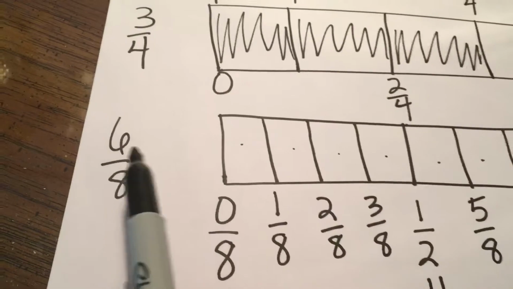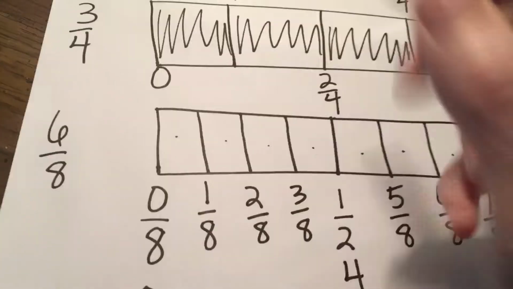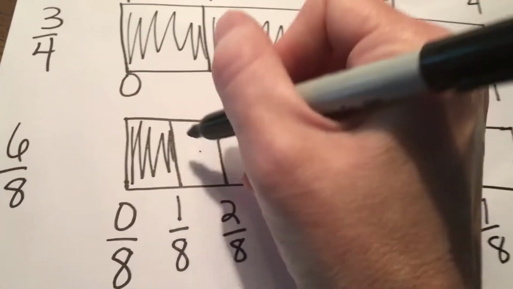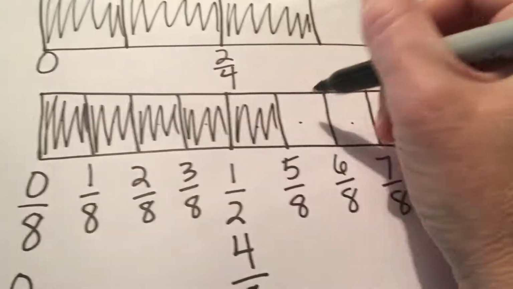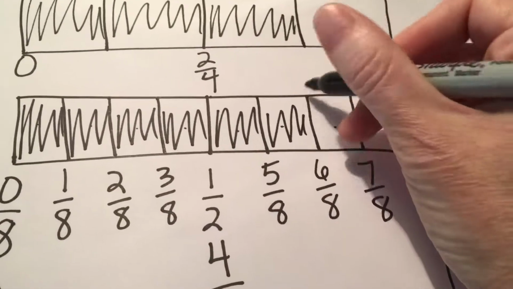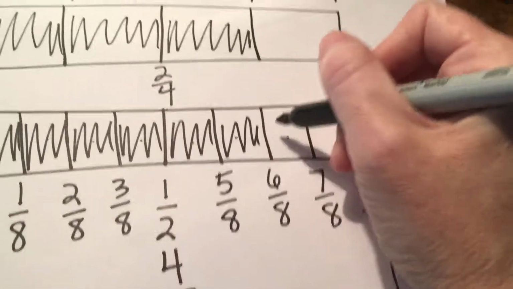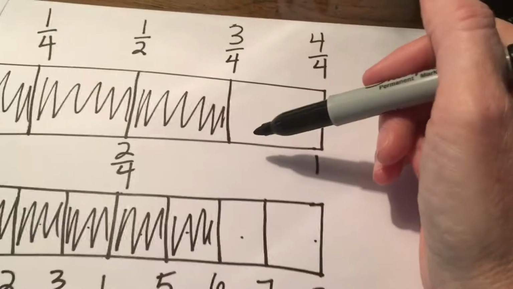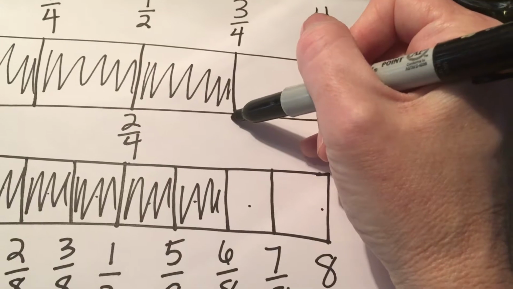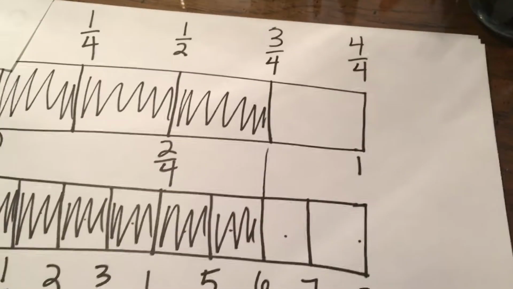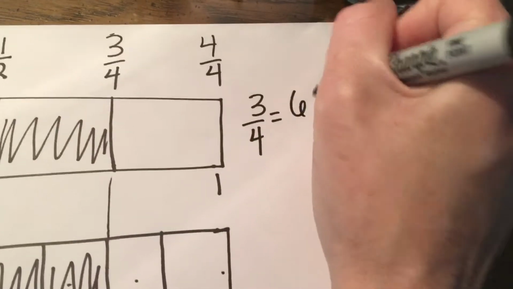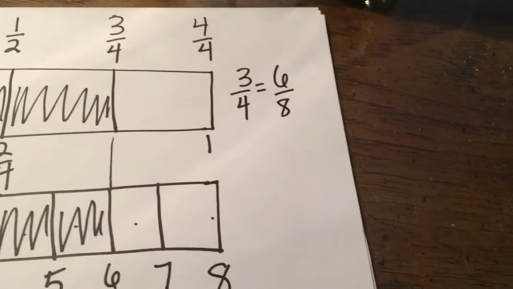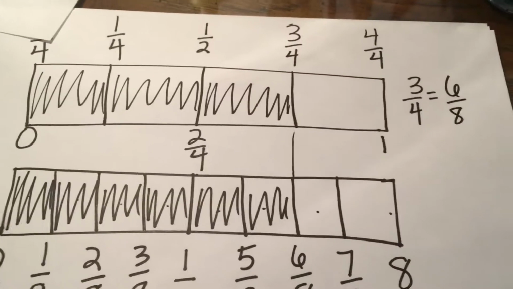So I'm going to color in 6 eighths to see if my fractions are equivalent. So 1 eighth, 2 eighths, 3 eighths, 4 eighths, 5 eighths, 6 eighths, because it comes all the way up to 6 eighths. That's why it's 6 eighths. And I look, and it looks like my fractions are equivalent. So 3/4 equals 6 eighths. And you see it lines up perfectly.